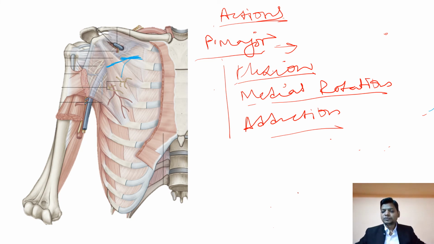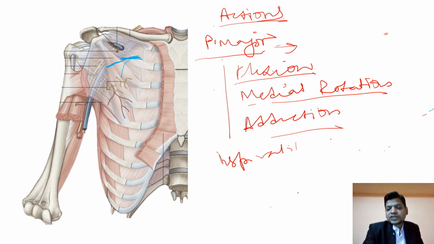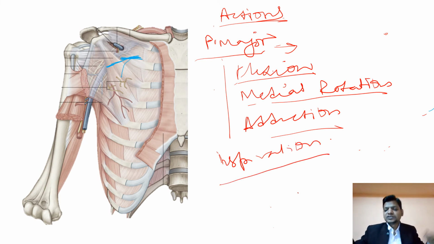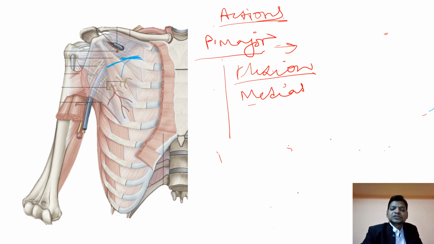Also when the humerus is fixed to the side, the pectoralis major acts as a respiratory muscle for inspiration. So it acts as an inspiratory muscle also. So these are some of the actions of pectoralis major muscle.